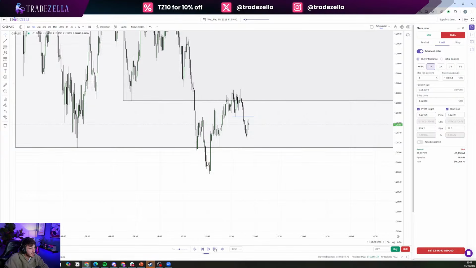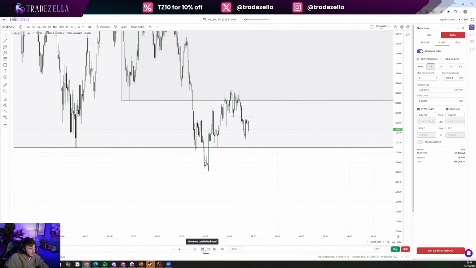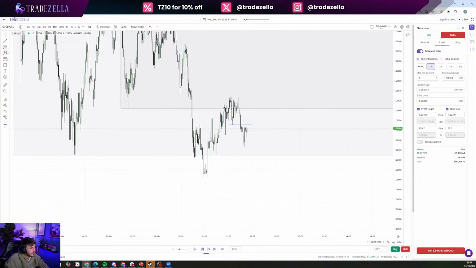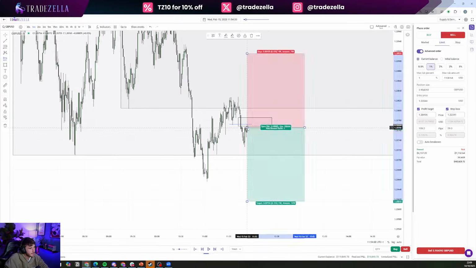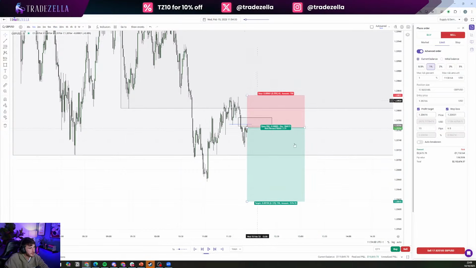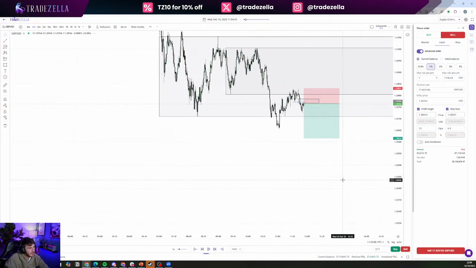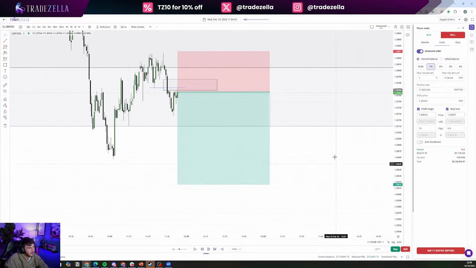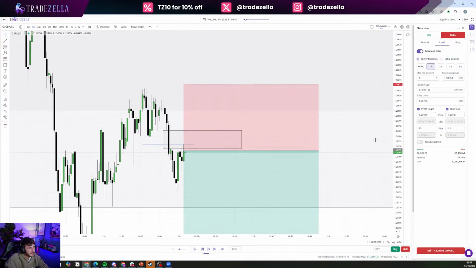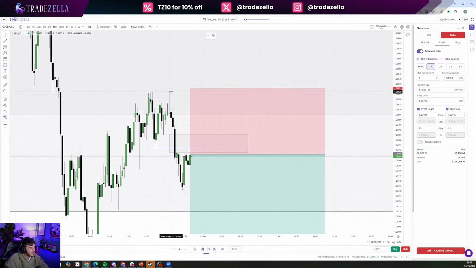Let's see if it can pull back a little bit for us. So it does end up pulling back there. So this is where I want to get in at this fair value gap here. And we'll just put our stop loss all the way above the high. And you want to put your stop loss above the lower time frame supply or demand. So in this case, supply.